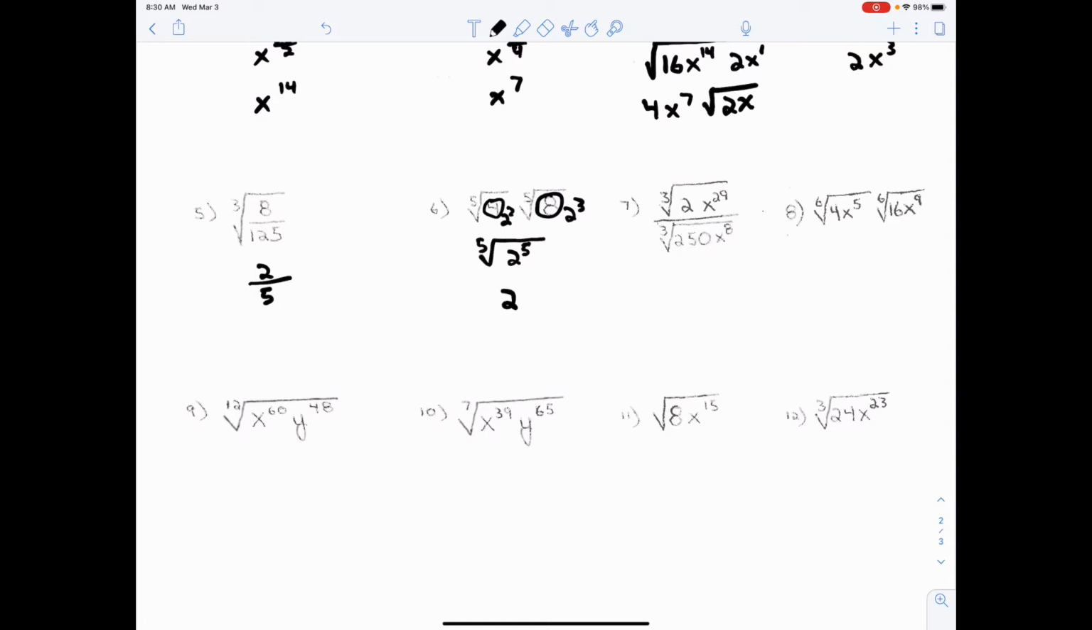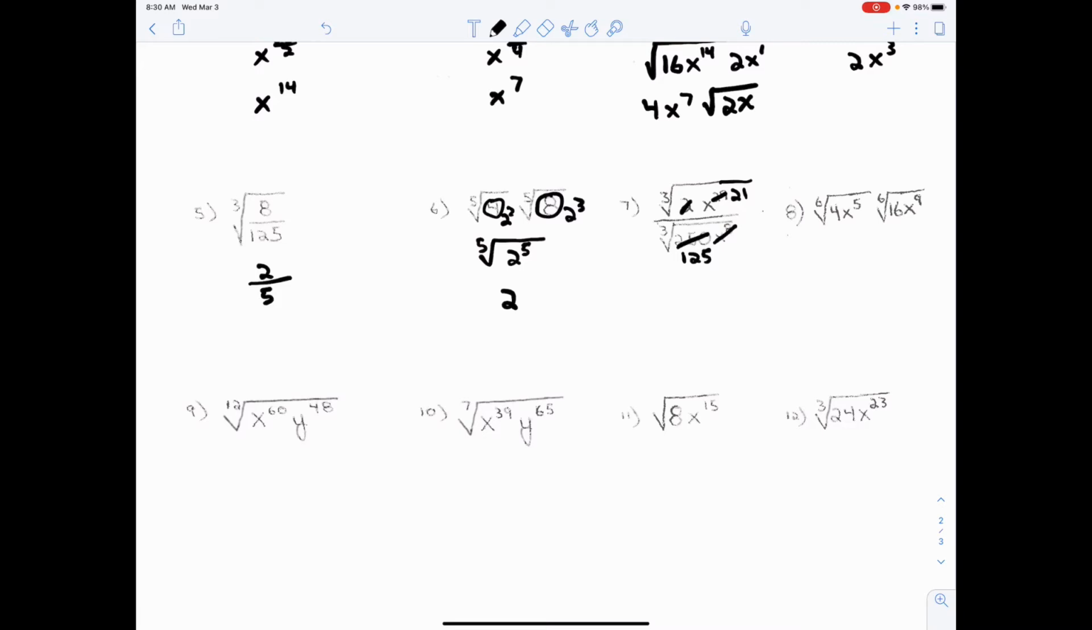Okay, here, don't start rationalizing the denominator. What you want to do is cancel. So 2 goes into 250, 125 times, and x to the 8th cancels with x to the 29th to give you x to the 21st.